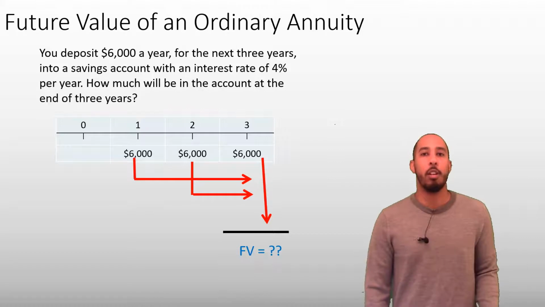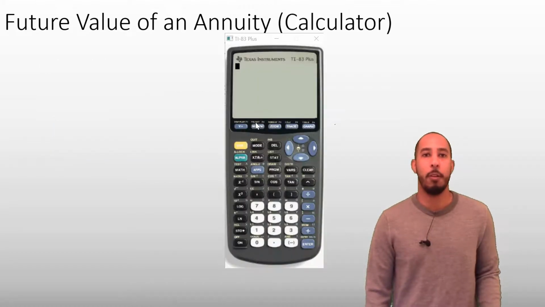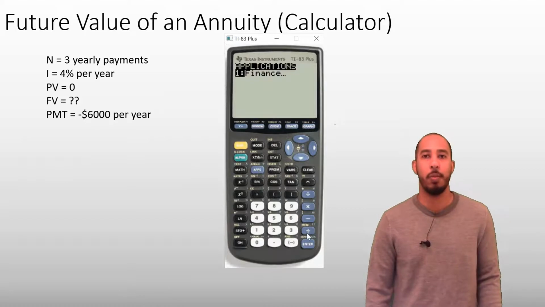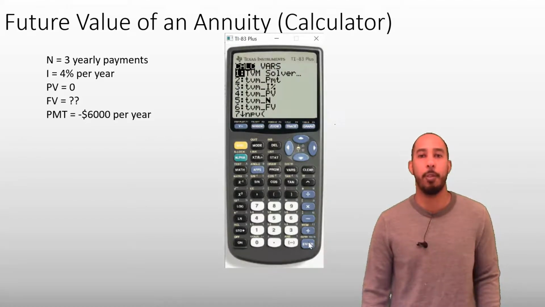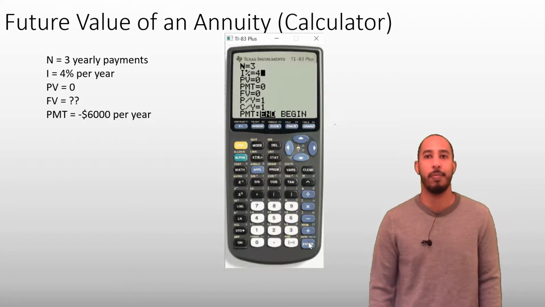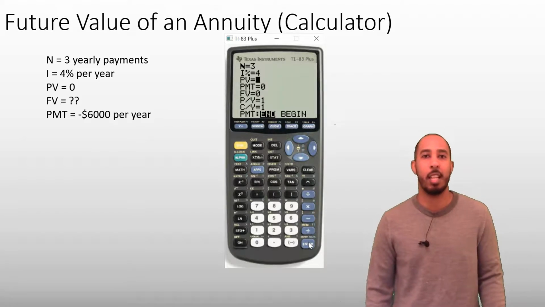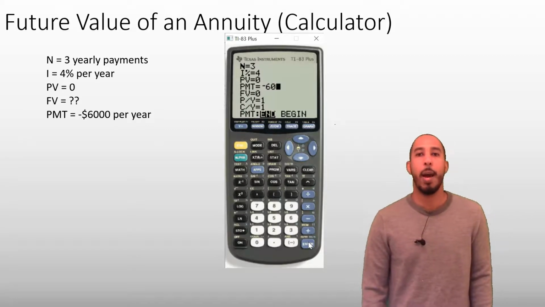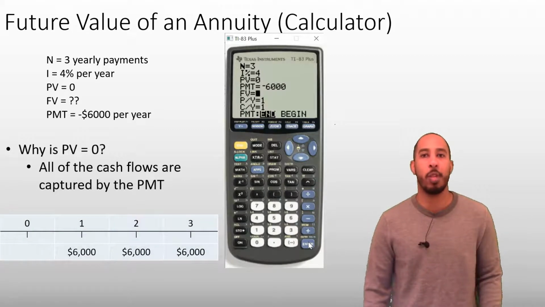N will be the 3 yearly payments. I will be 4% per year. We'll set the present value equal to 0, and we're solving for future value. The payment will be negative $6,000. Since we're depositing this, it's going to be a negative value. It's a cash outflow. Again, you might ask, why did we set present value equal to 0?